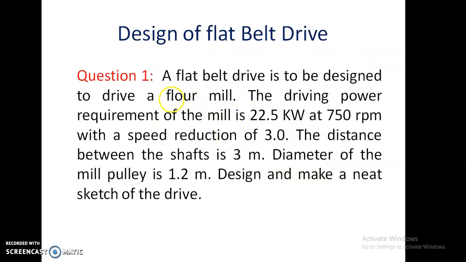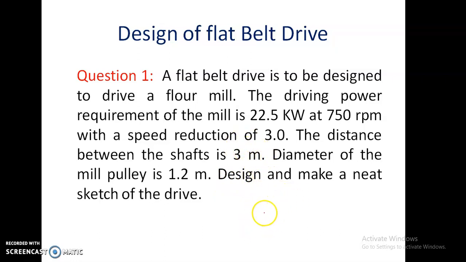A problem is to be solved in this lecture. A flat belt drive is to be designed to drive a flour mill. The driving power requirement of the mill is 22.5 kW at 750 rpm with a speed reduction of 3.0. The distance between the shafts is 3 meter. Diameter of the mill pulley is 1.2 meter. Design and make a neat sketch of the drive.